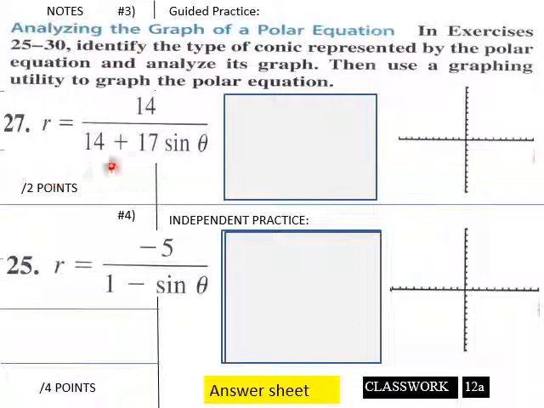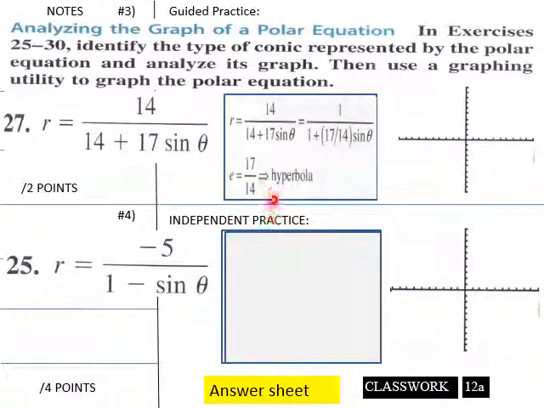In these exercises, identify the type of conic represented by the polar equation, and analyze its graph. Then use a graphing calculator to graph the polar equation. So we have 14 over 14 plus 17 sine theta. And down here we have negative 5 over 1 minus sine theta. So this one here is problematic. So what are we going to have to do with that?